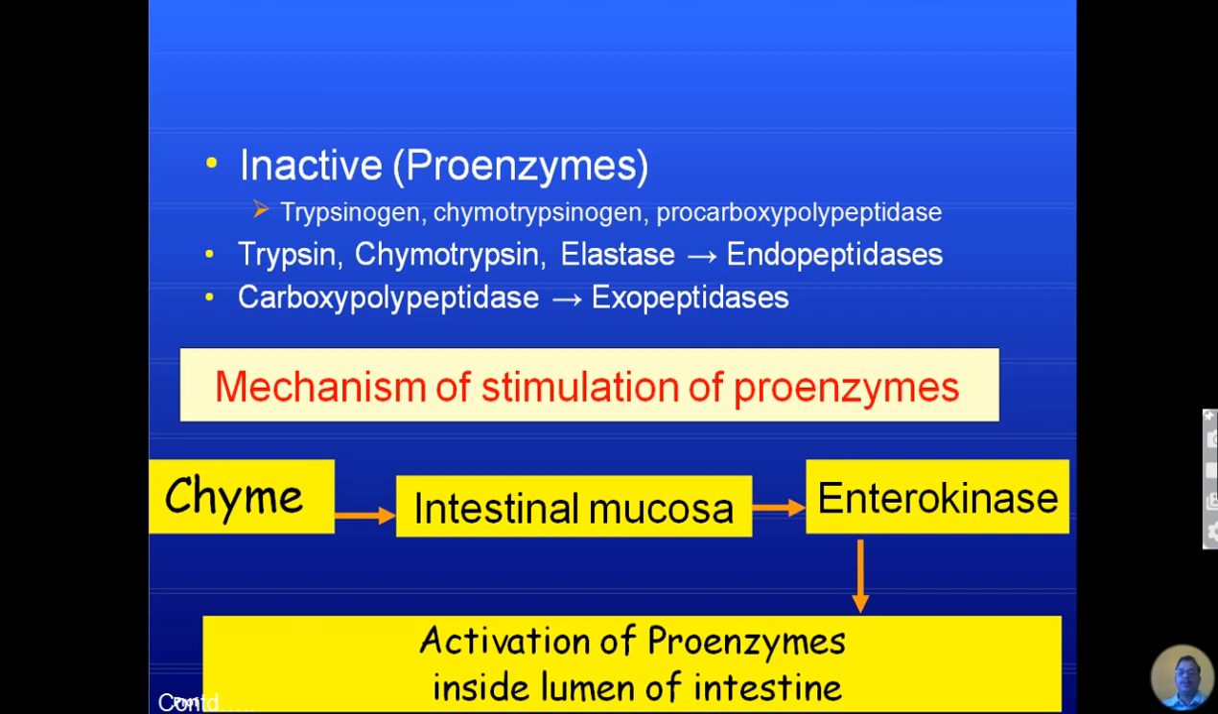Intestinal glands, as far as the location is concerned, if they are located within the duodenum, they will be called the duodenal mucosal glands, then jejunum, ileum, and so on. So all these inactive proenzymes, trypsin, chymotrypsin, procarboxypolypeptidase, all these enzymes remain in inactive form.